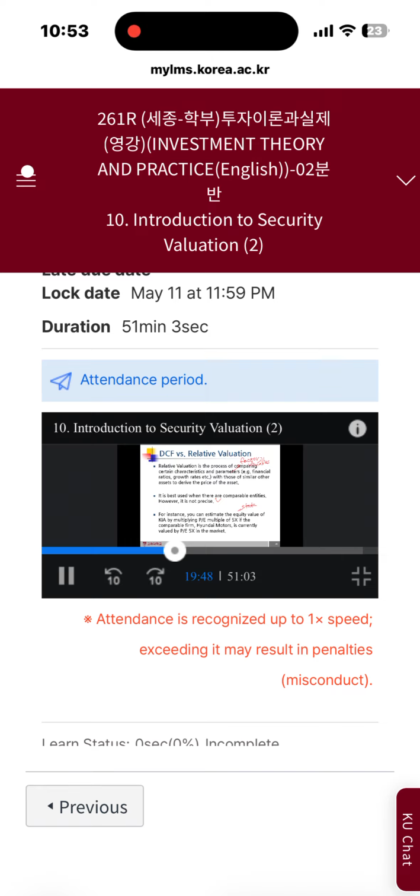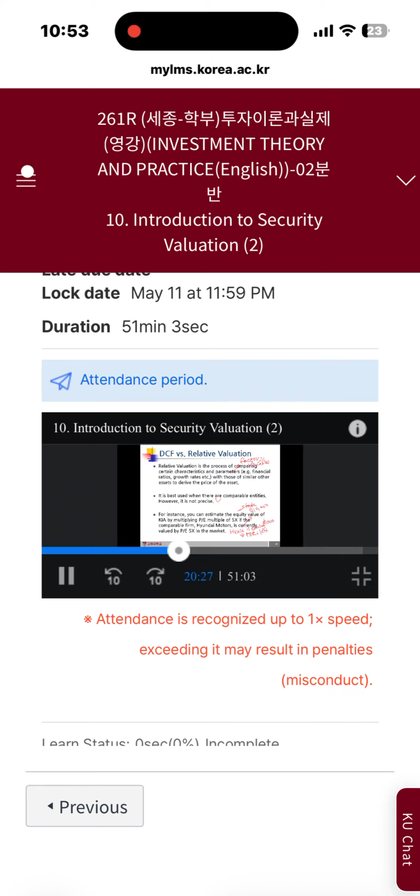So for example, say Hynix is earning $10,000, and the current market price of Hynix is, say, $100,000. In this case, the price to earnings ratio, PER, will be 10 times. Or we say the market is valuing the firm 10 times higher than its earnings.